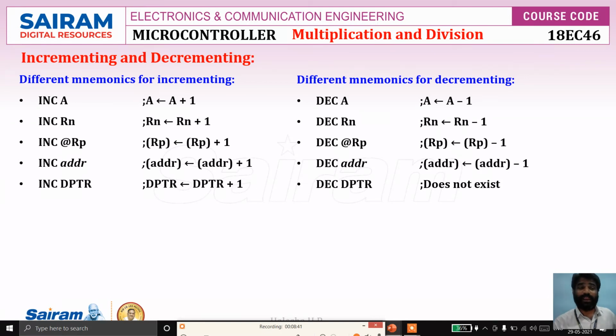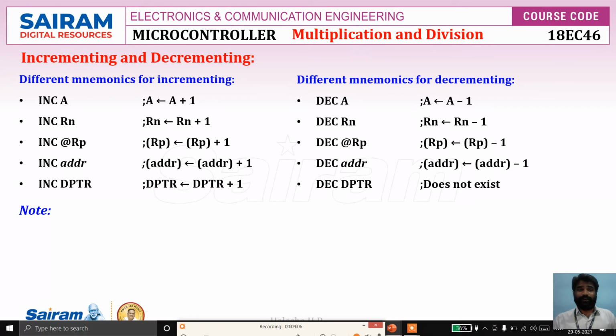but we don't have DEC DPTR in correspondence to INC DPTR. So what can we do for a decrement operation? As we know, DPTR can be used as DPL and DPH. So first we decrement DPL, and when it reaches 0, then we decrement DPH. We don't have DEC DPTR as in the case of INC DPTR.